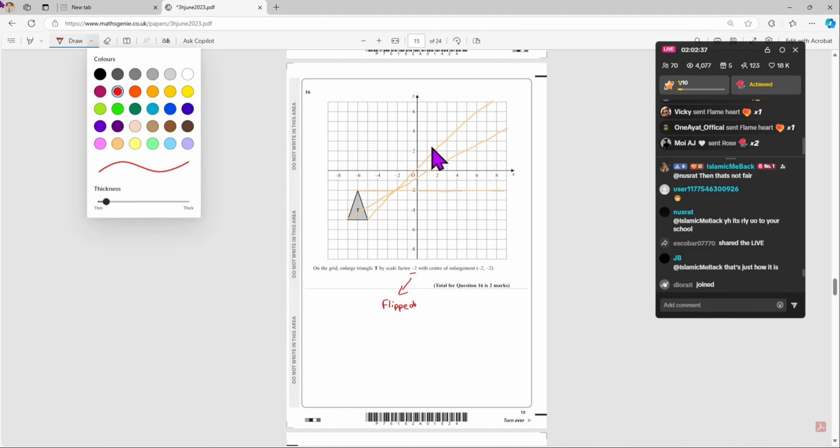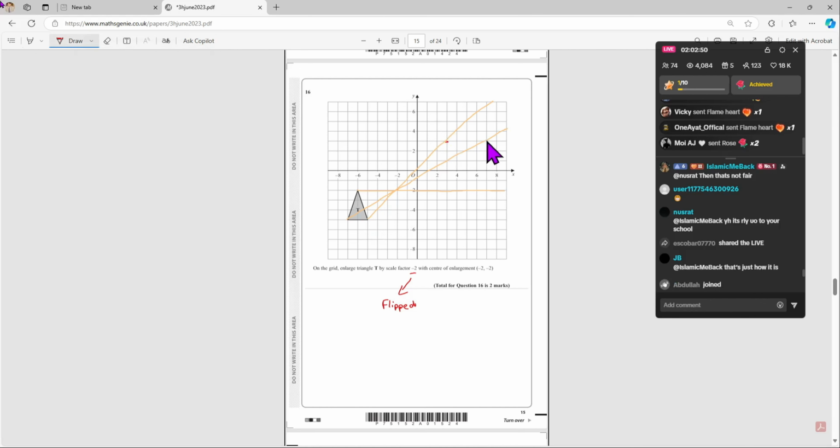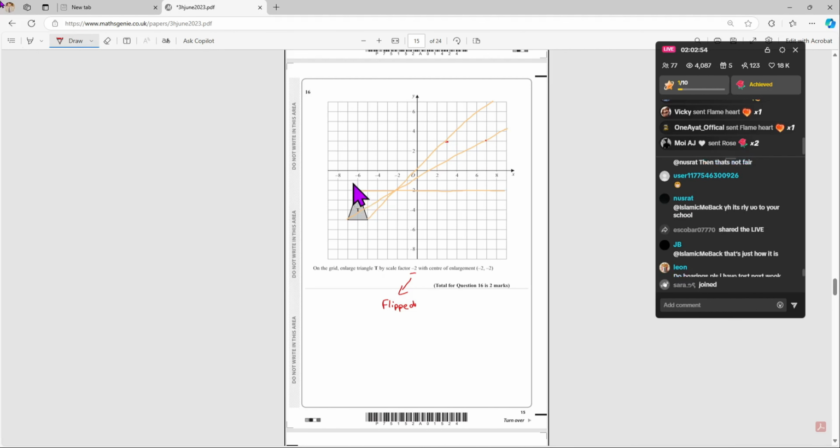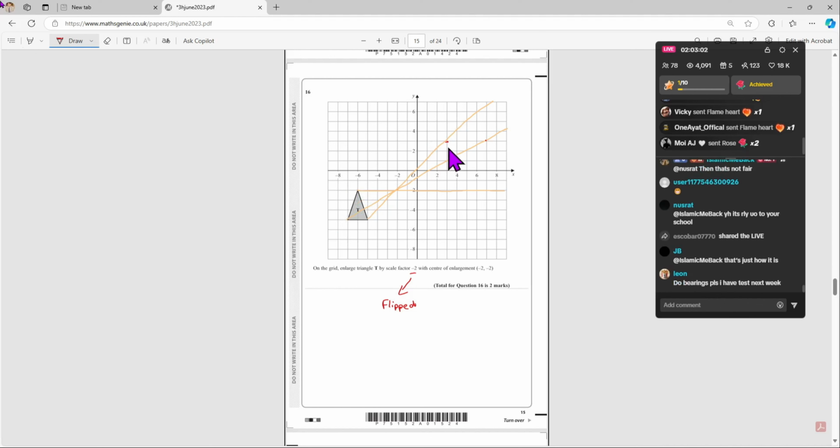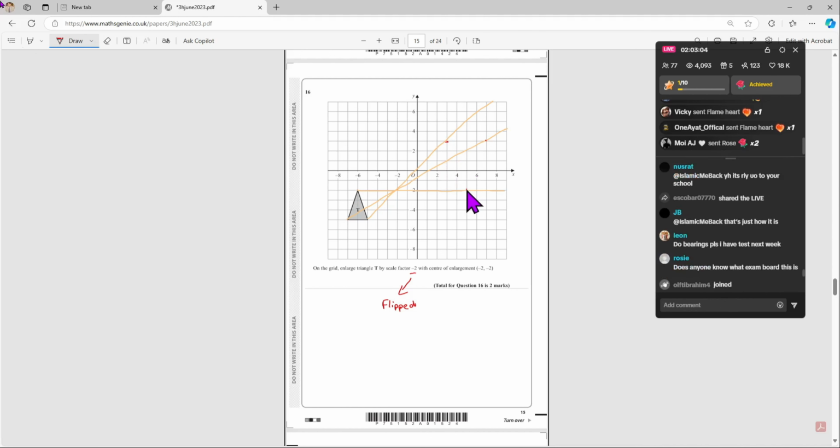If you are increasing by a scale factor of 2, then each of the lengths is going to increase by 2. So our base is going to be 4, from here to here. And then the height is going to be increasing by 2 as well. The perpendicular height is 3, so you're multiplying it by 2 and you get 6 as the height. So 1, 2, 3, 4, 5, 6. It's going to be right here. And then you're going to quickly connect them to make a triangle like that.